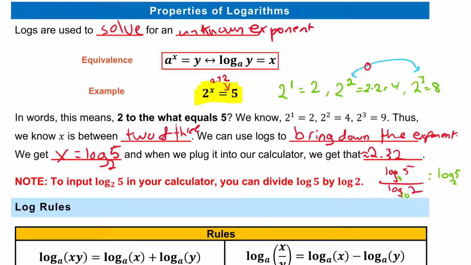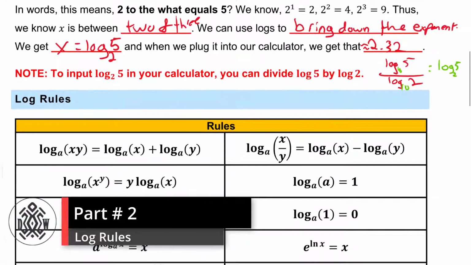And you could check it. Obviously, it's not going to be exactly 5 because we're rounding. But if you keep the whole thing in your calculator, it should give you exactly 5 or very, very, very close to 5. But now let's cover the actual log rules.